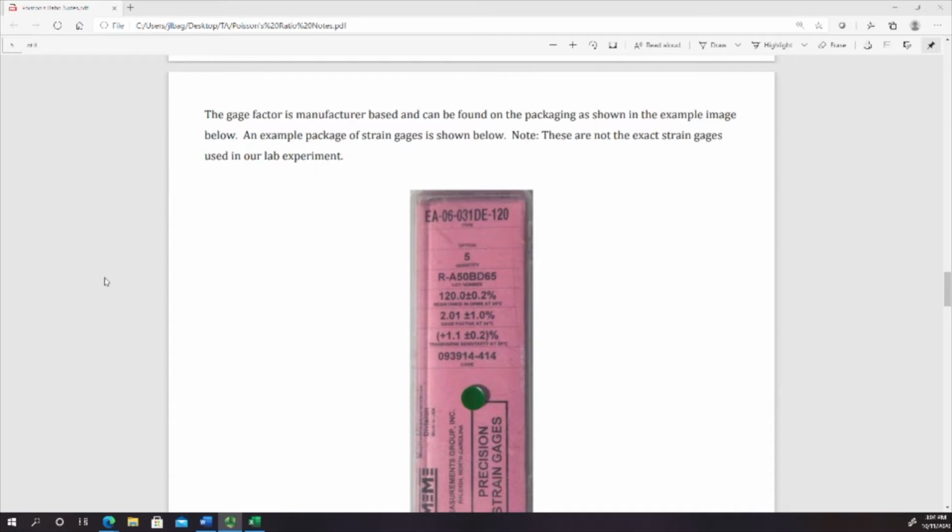So the strain gauge is applied in this particular region. The gauge factor in this particular case for this example is 2.01. This is just for this example, for this image. That's not the particular gauge factor that you will use for the experiment we're doing today. In our case, the gauge factor is 2.11, but this is just to illustrate where you might find that value on a strain gauge purchased from a manufacturer.